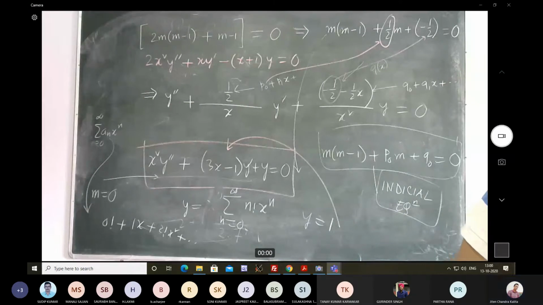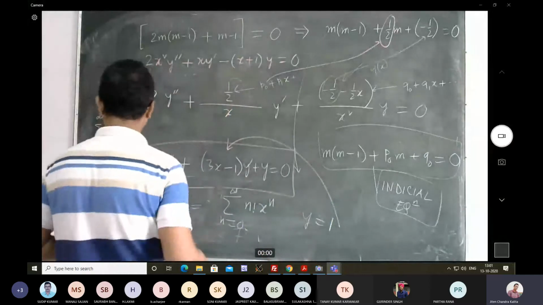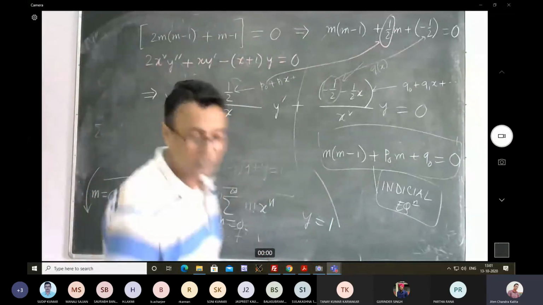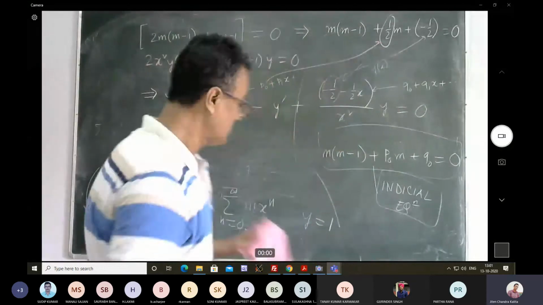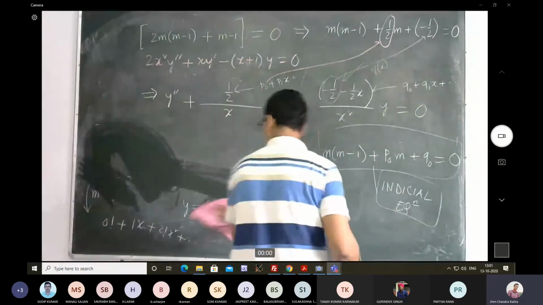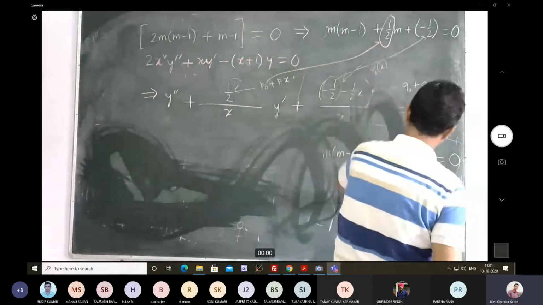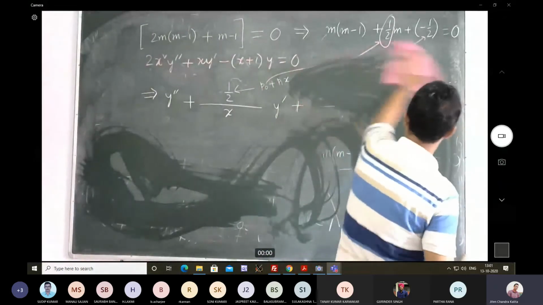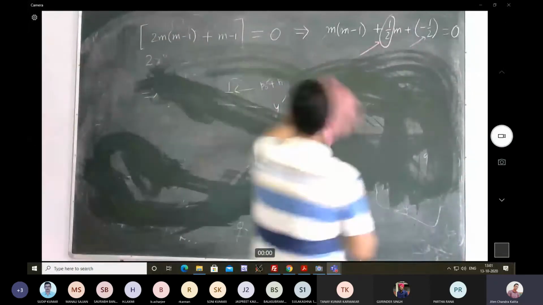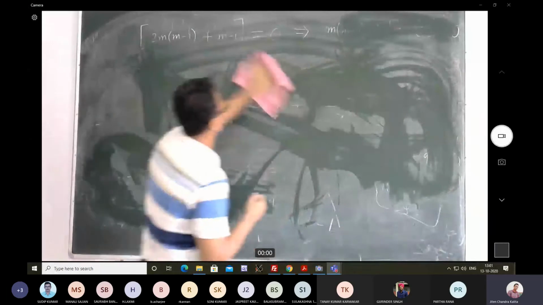So you already know that these approaches can sometimes fail. Whatever example I have taken has given you two linearly independent series solutions. But again, that may not always be so. Why that may not always be so? You are going to have that answer now.